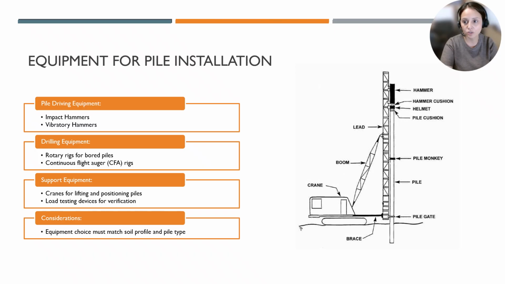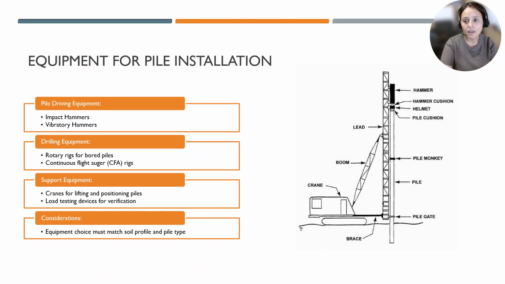Support equipment is just as critical. Cranes are used to lift piles from the ground or transport position, aligning them vertically and guiding them into the leads for driving. Load testing devices, such as static load test frames or dynamic monitoring systems, verify that piles have achieved the required bearing capacity. Without testing, it would be impossible to guarantee that piles are safe for the loads they'll carry.